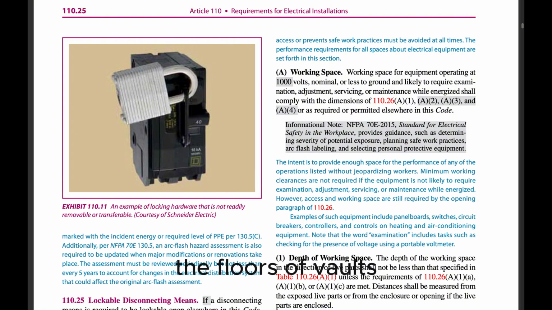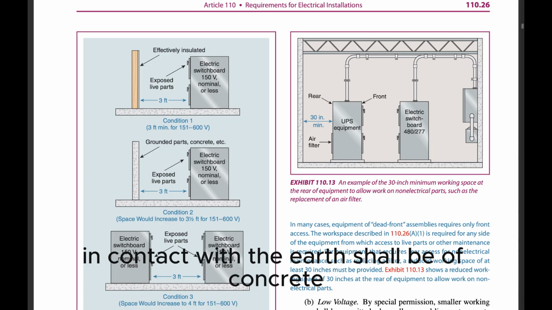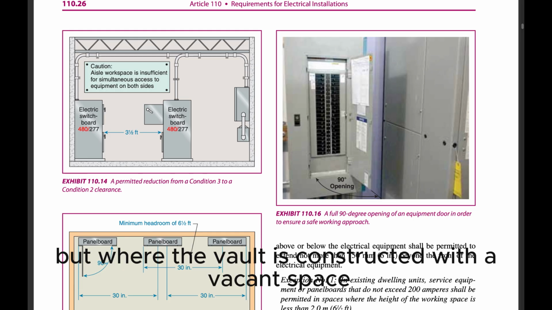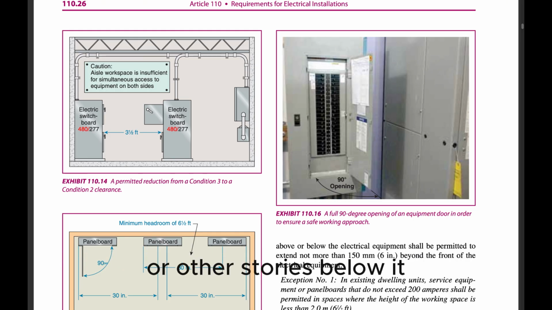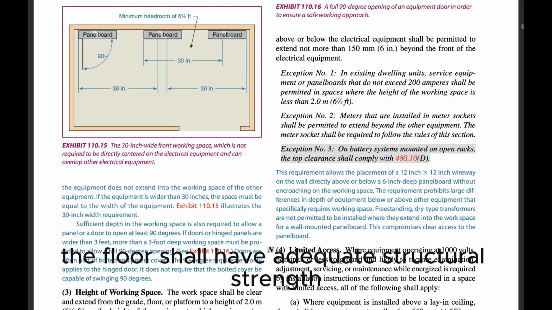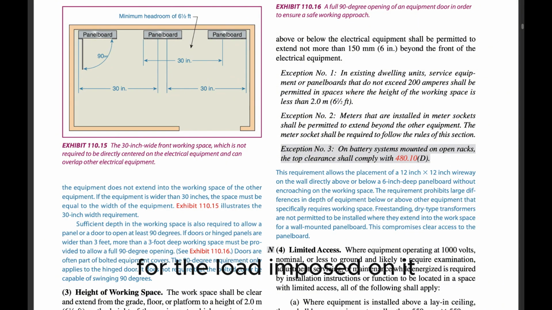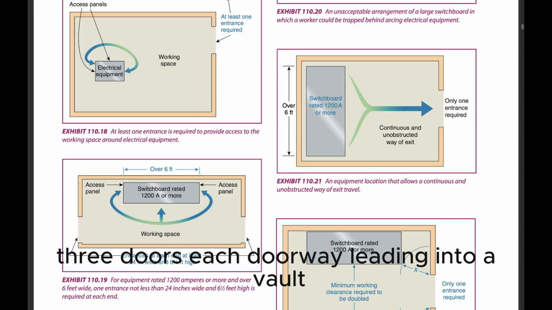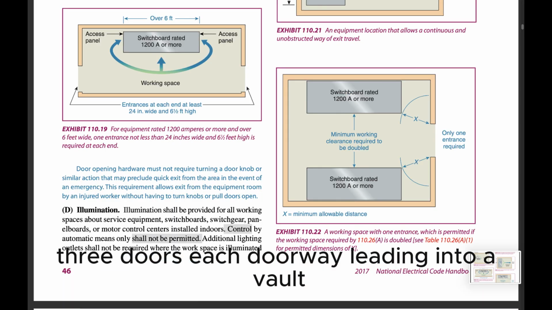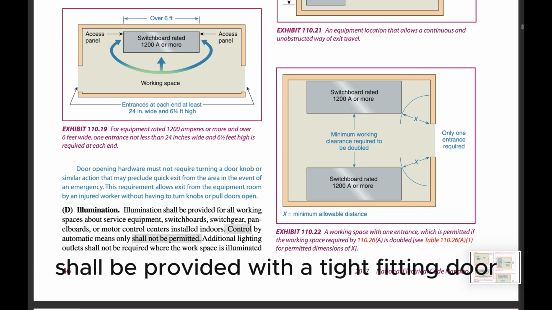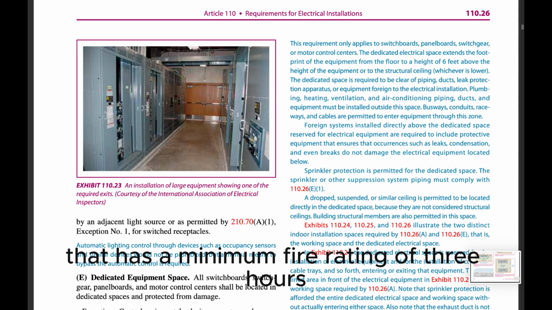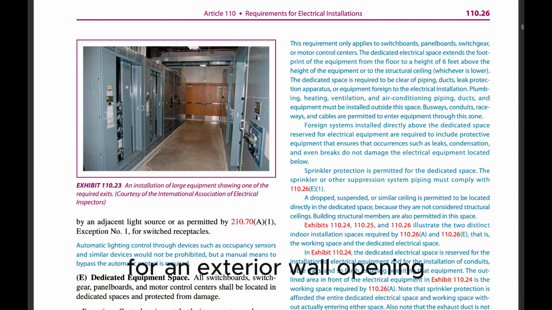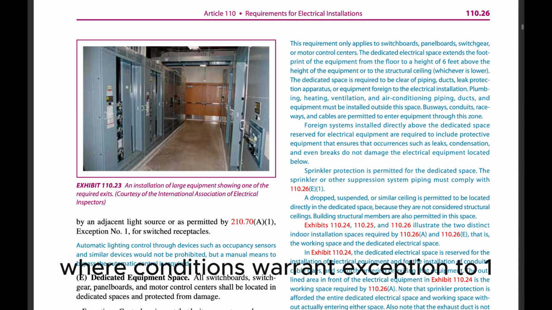2. Floors. The floors of vaults in contact with the earth shall be of concrete that is not less than 102 mm (4 in.) thick, but where the vault is constructed with a vacant space or other stories below it, the floor shall have adequate structural strength for the load imposed on it and a minimum fire resistance of 3 hours. 3. Doors. Each doorway leading into a vault from the building interior shall be provided with a tight-fitting door that has a minimum fire rating of 3 hours. The authority having jurisdiction shall be permitted to require such a door for an exterior wall opening where conditions warrant.